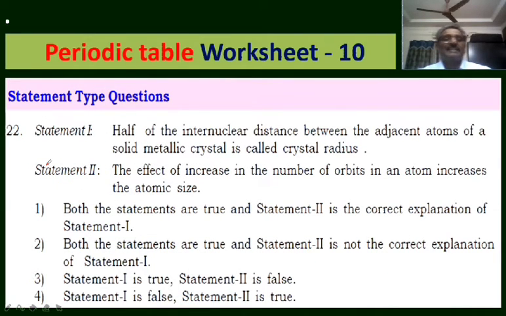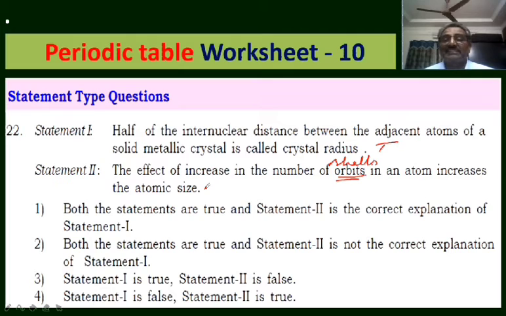Next question is a statement type question. The first statement is: half of the internuclear distance between the adjacent atoms of a solid metallic crystal is called crystal radius. Statement is true. The second: the effect of increase in the number of shells in an atom increases the atomic size. If the number of shells increases, the size of the atom increases.